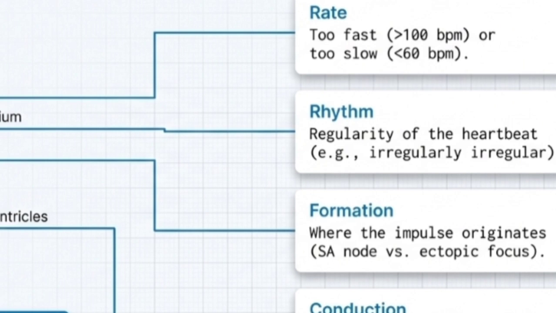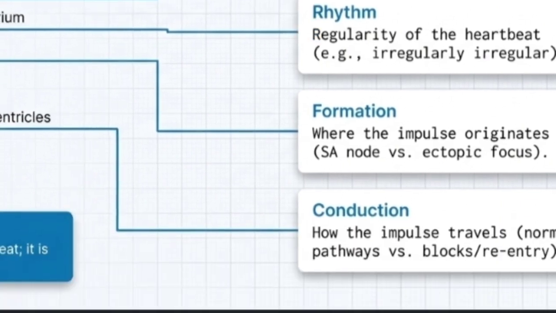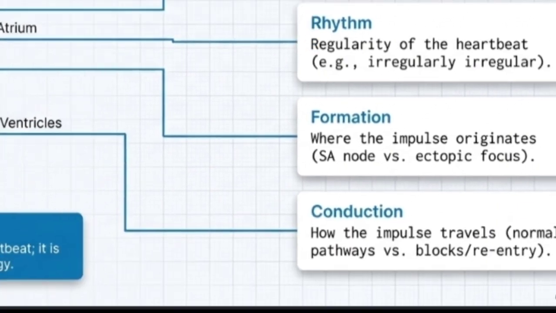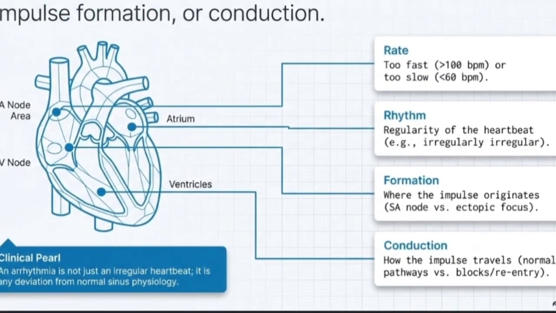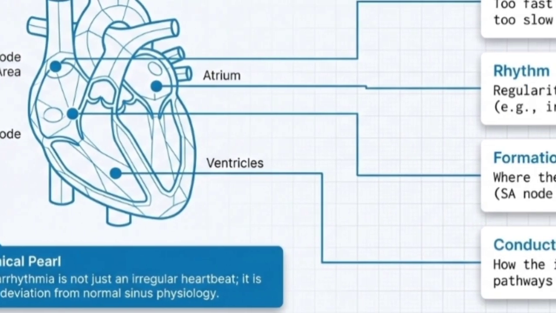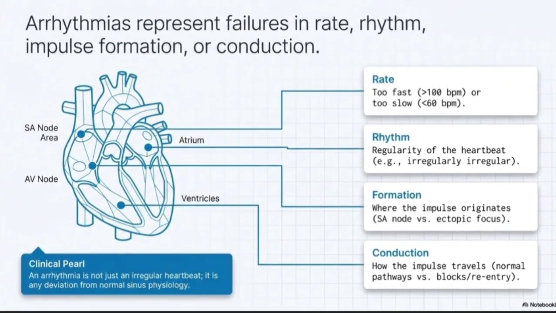Regularity of heartbeat is of extreme and paramount importance. It can be regularly regular, irregularly irregular, irregularly regular, or regularly irregular. Formation of impulse originates from the SA node, or if it originates from some place else, that also defines the arrhythmia. And how the impulse travels, through normal pathways or through blocks or reentry, will give us the type of arrhythmia. Clinically, an arrhythmia is not just an irregular heartbeat, it is any deviation from normal sinus physiology.